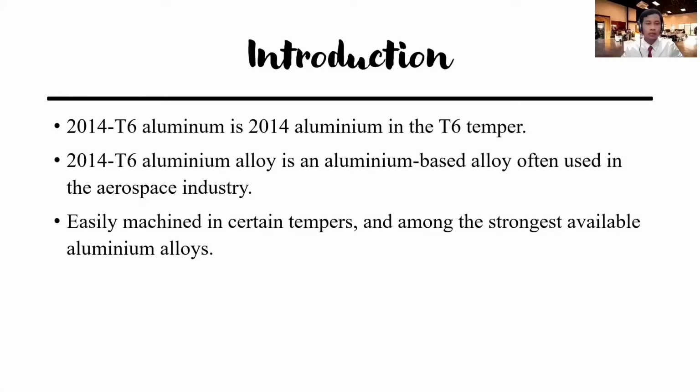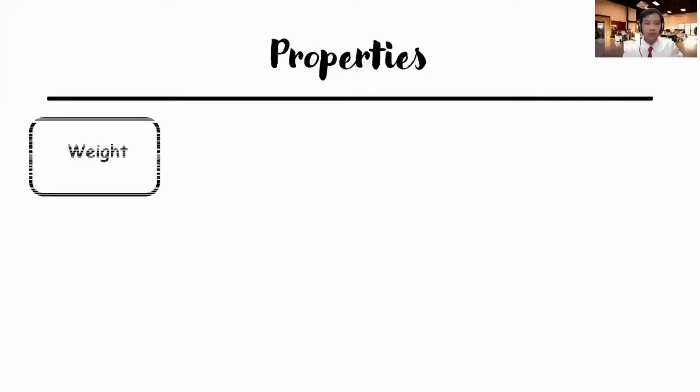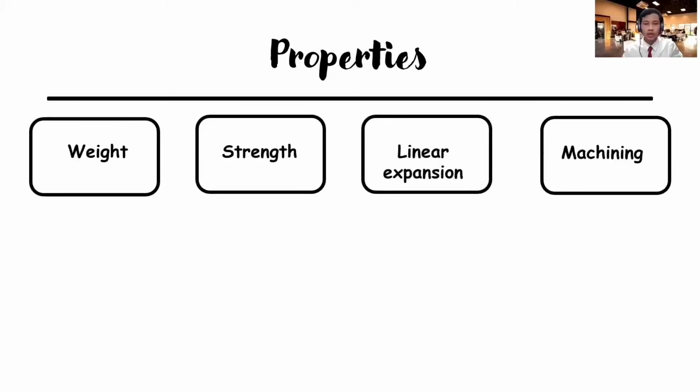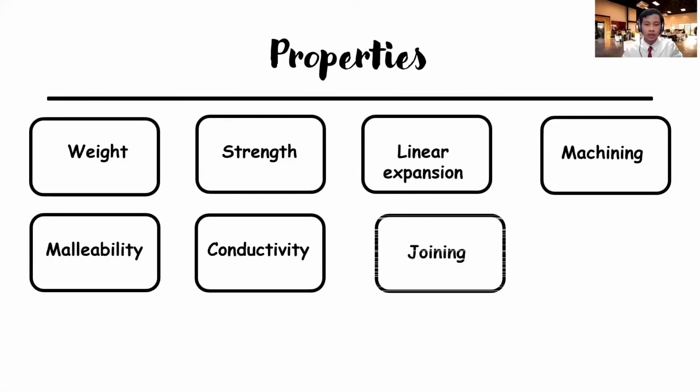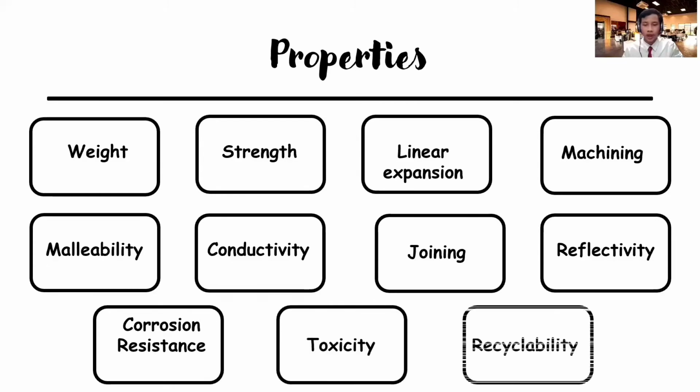This is because this aluminum alloy is easily machined in certain tempers and is among the strongest available aluminum alloys. As we know, this type of aluminum alloy, 2014, is the second most popular of the 2000 series aluminum alloys after 2024 aluminum alloys. Next, we go to the part of why I think this material is the best one. There are many properties we can see. For example, weight, strength, linear expansion, machining, malleability, conductivity, joining, reflectivity, corrosion resistance, toxicity, and lastly, recyclability. The first point is weight.